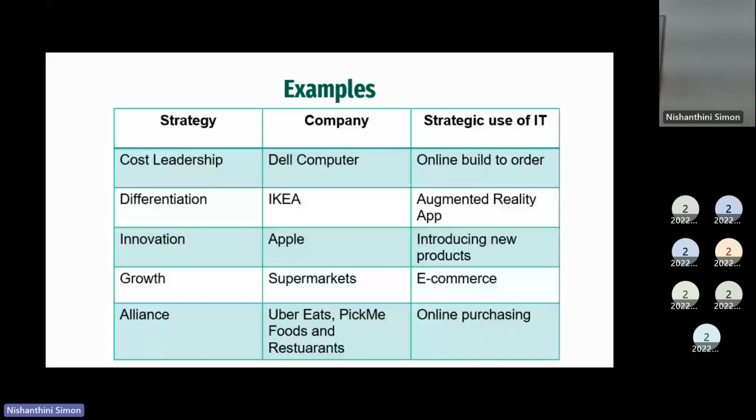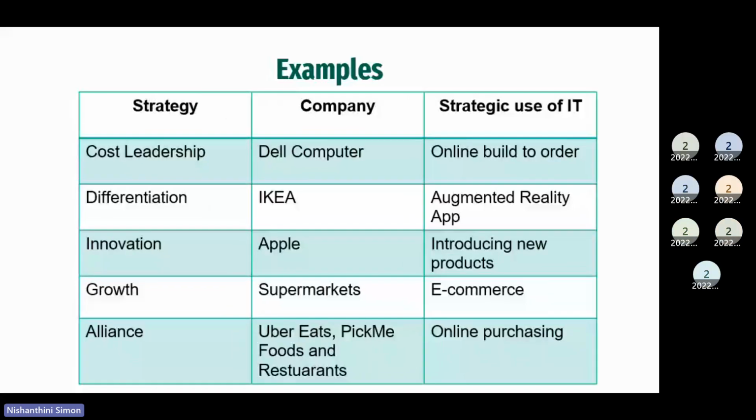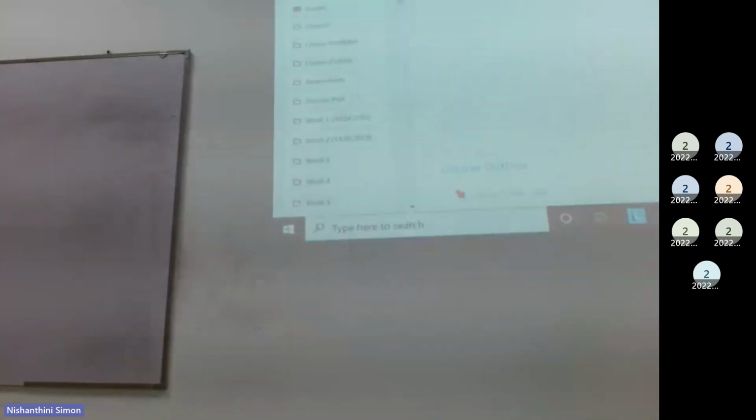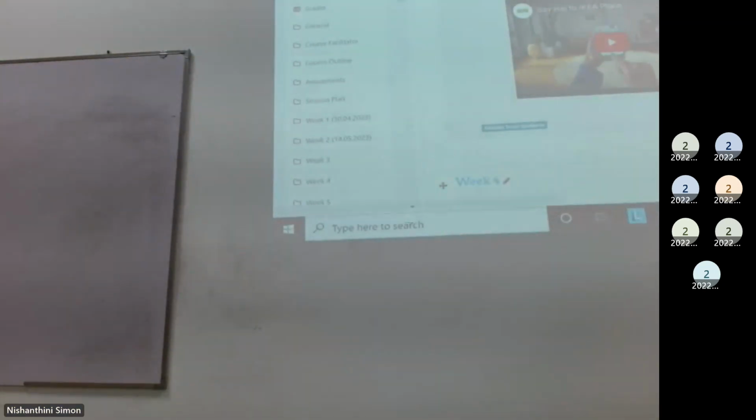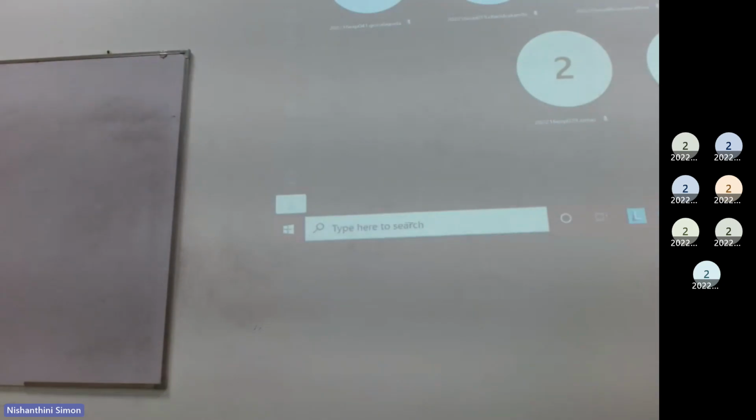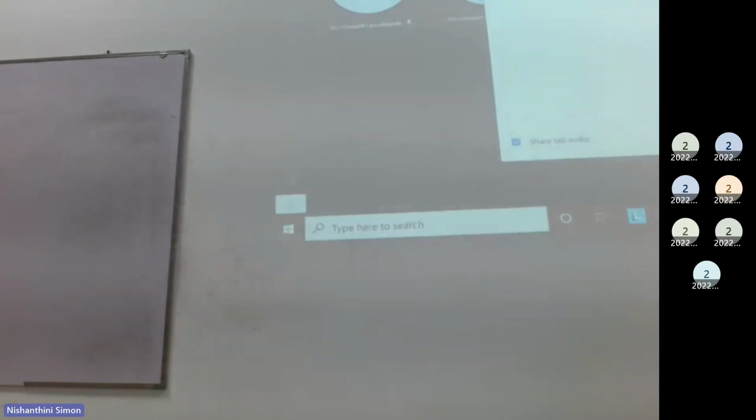So they are going to show a small video so you get the idea of this augmented reality app. I'm sharing it online too.